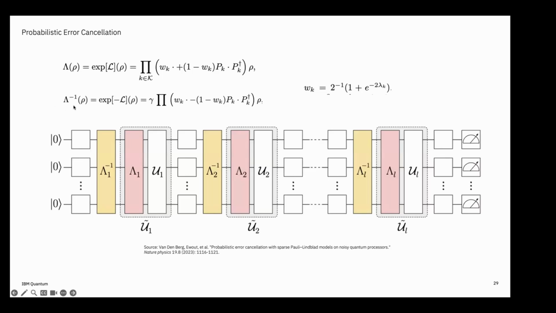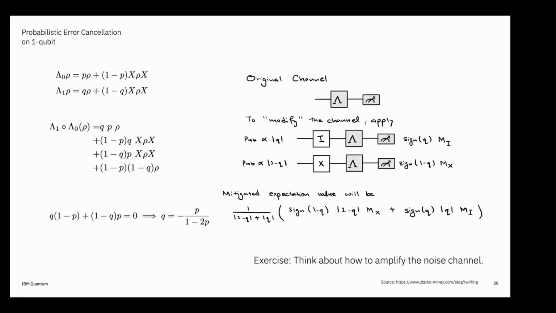How do we do that? Well, writing the lambda inverse is rather straightforward. Implementing it is quite difficult because for one, it is not a physical channel. Lambda is a CPTP channel. Lambda inverse is not going to be CPTP. Okay, so it cannot be physically implemented, but there is a trick. And the trick is sampling.